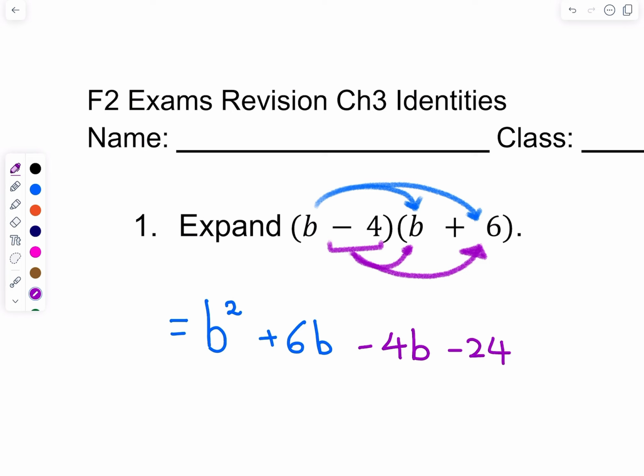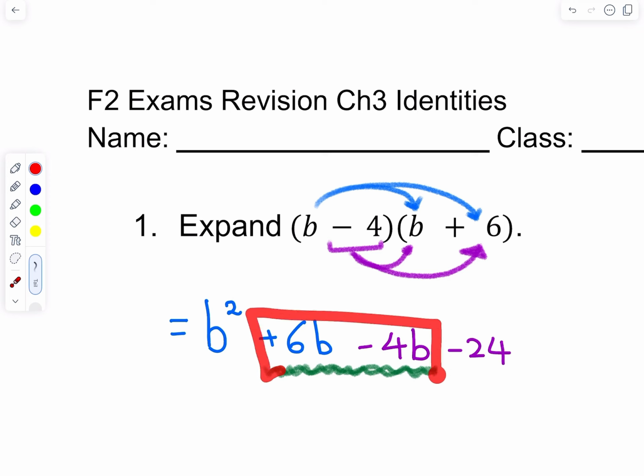Why is it not yet done? Because now we have something called like terms. Like terms means they have the same unknowns at the back, so they both have a single b. So you can actually calculate this whole thing together. +6b minus 4b. You can click the calculator or you can use your fingers. 6 minus 4, you will get the whole answer.